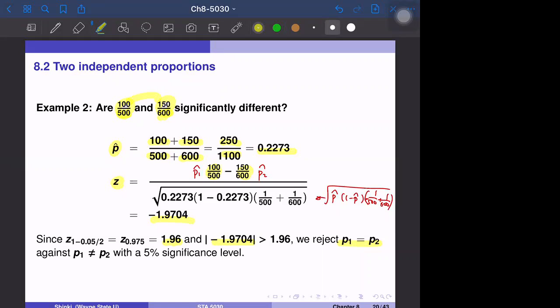So intuitively, it's pretty hard to reject the null hypothesis. If you really do the surveys with sample sizes 500 and 600, and you have proportions 20% and 25%, maybe you want to strongly claim that the 25% is really larger than 20% because the sample size is more than 100. But actually, it's only slightly significant.